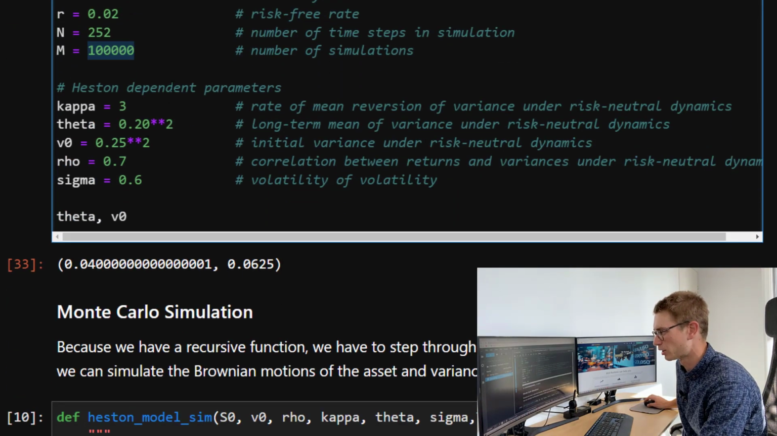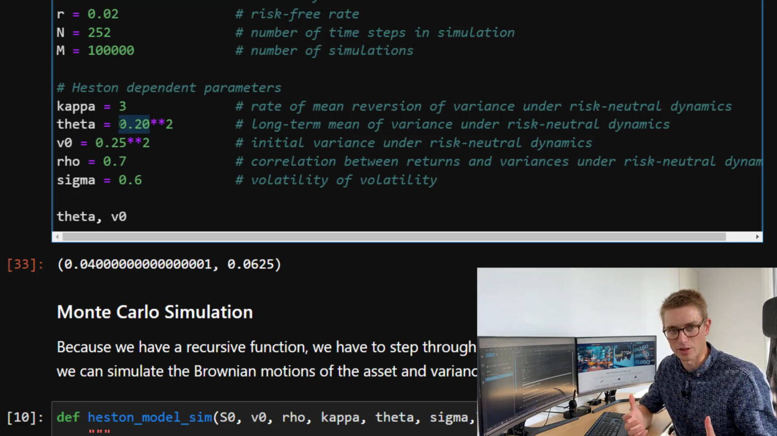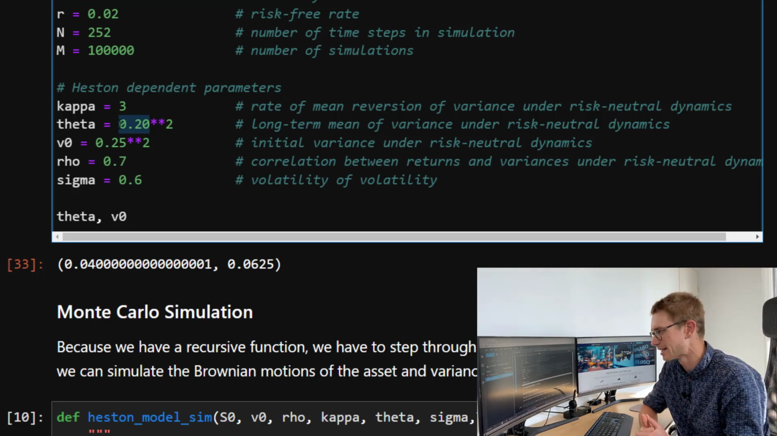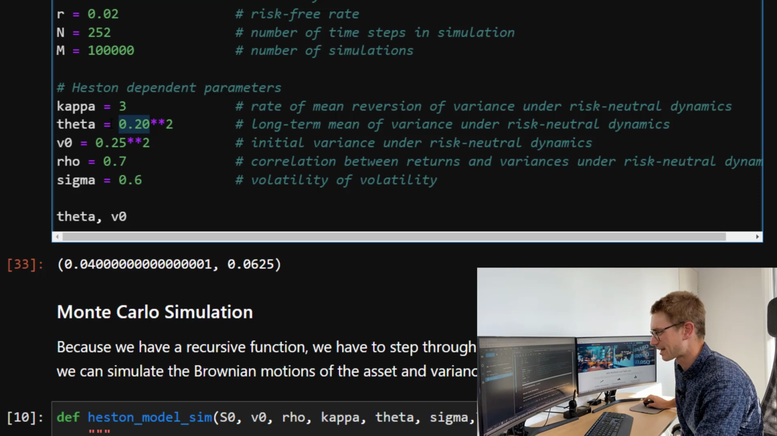Now the Heston model dependent parameters. We've got the rate of mean reversion of variance under the risk-neutral pricing, so we've got kappa, and we've got theta, which is the long-term mean of the variance. Now remember, variance is the standard deviation squared. So what you actually want to do is take the volatility you would associate with the market, let's say 20%, and square that to get the variance.